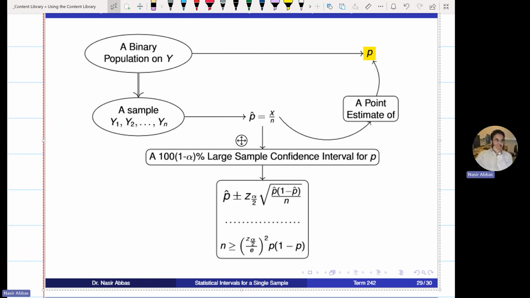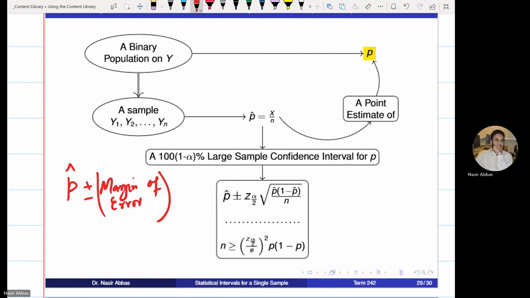Step number 2, you need to convert this point estimate into an interval estimate. And to convert this point estimate into an interval estimate, again, you will add and subtract something. That something is called what? Margin of error. Correct? You will add and subtract something, that something is called margin of error, P hat plus minus margin of error.